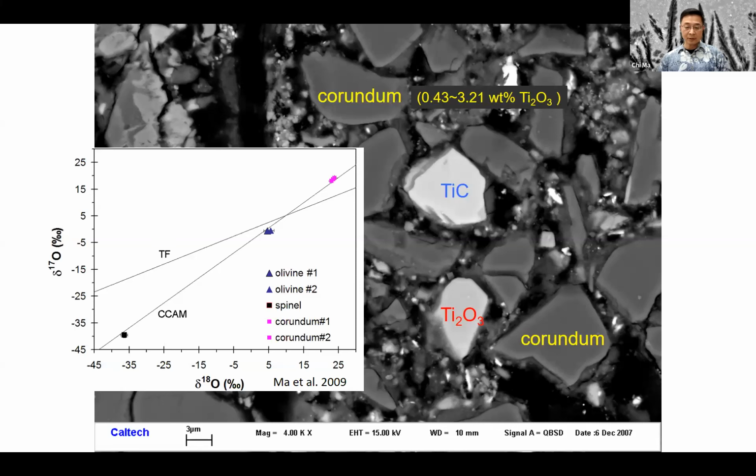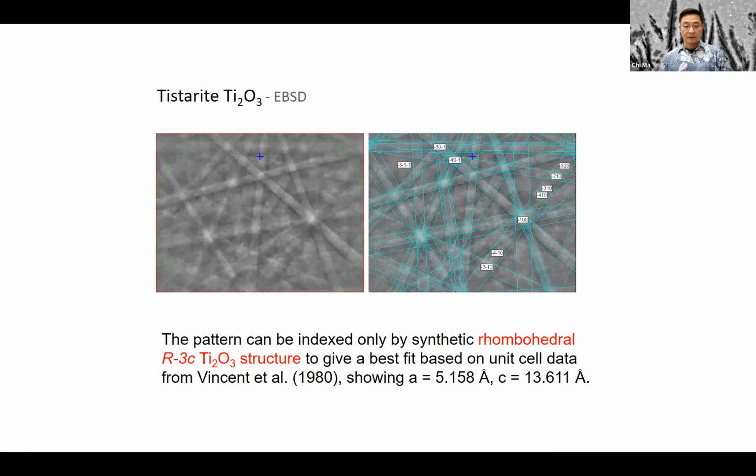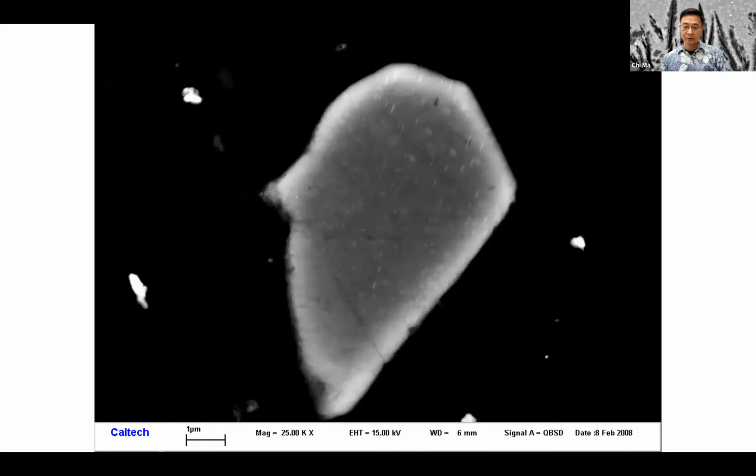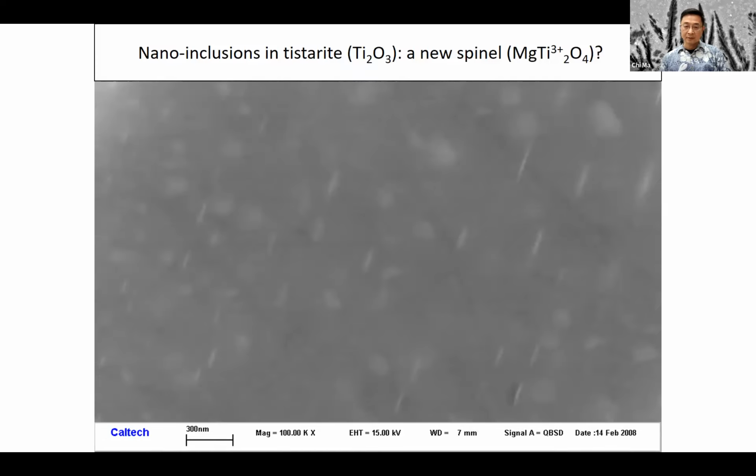So here is the oxygen isotope plot showing the associated corundum is plotted here on the CCAM line. EBSD shows tistarite has a rhombohedral structure. Now let's take a closer look at this tistarite grain. Now I'm going to switch to high contrast backscatter electron image. This grain contains nano inclusions. The nano inclusions in tistarite are likely a new type of spinel. It's Mg titanium 3+ spinel.